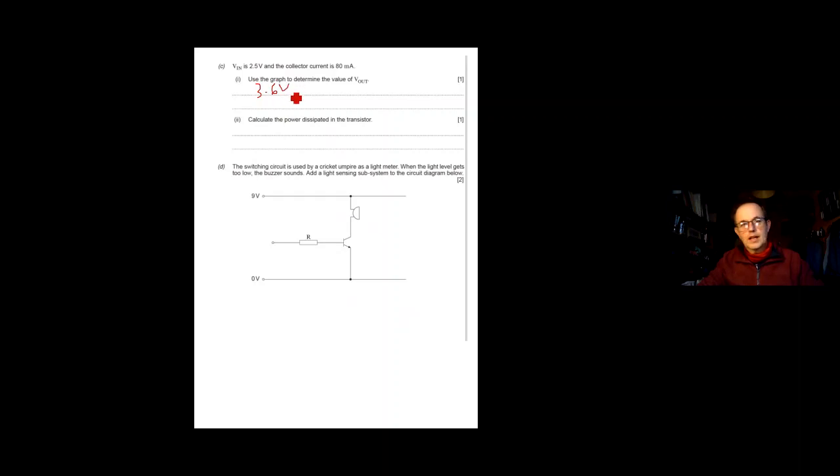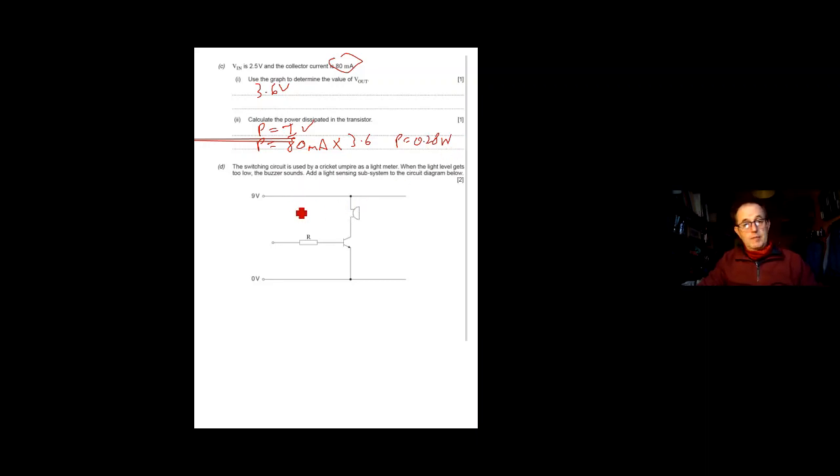Right, and here we go with the power dissipated. Right, so the power dissipated in a transistor will always be IV. Okay, IV, remember it. So the current which is going in there would be the 80 milliamps, just coming down through the collector. So you take the 80 milliamps, so it's 80 times 10 to the minus 3. And you've got the V output, which you've just got, is 3.6. So in this case, you've got a power output of 0.28 watts.